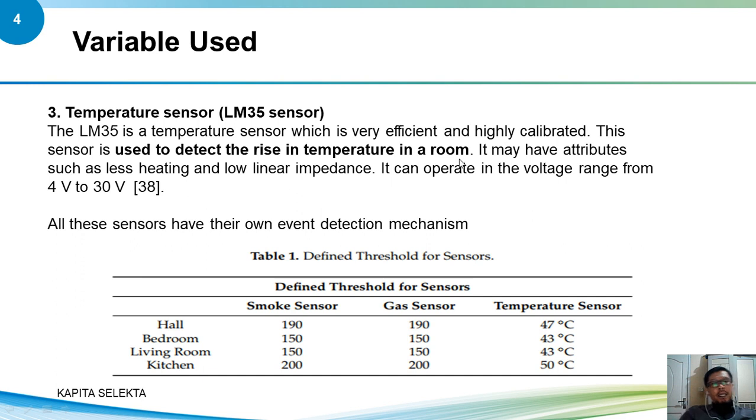And they define thresholds for the sensors in each room at different values. For the smoke sensor, we can see this value, and for the gas sensor, they set it at this value, and for the temperature sensor, they set a different value for each room.